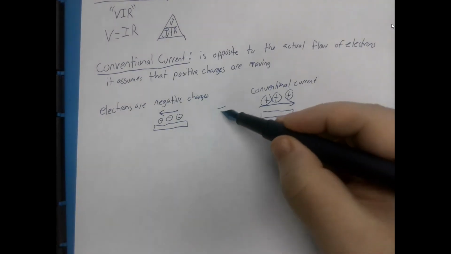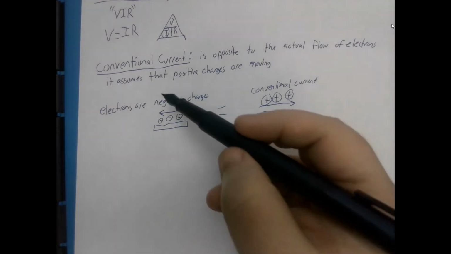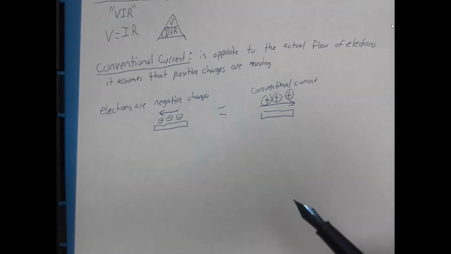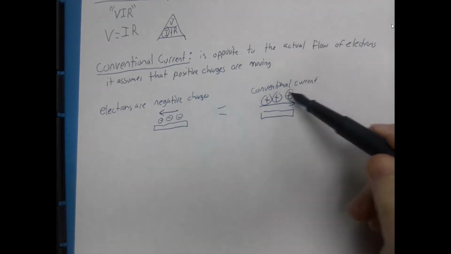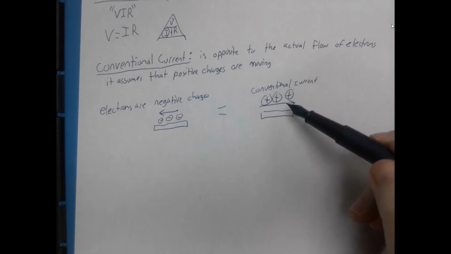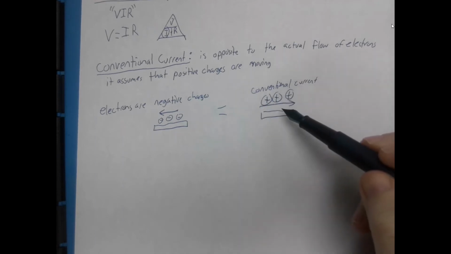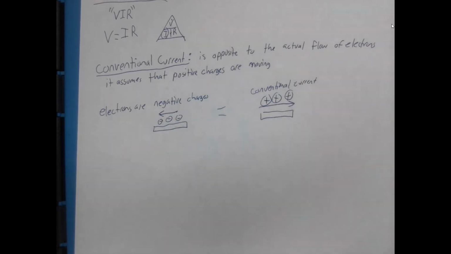This is the same thing. So we can have negative charges moving to the left, or we can have positive charges moving to the right. Mathematically, these two are the exact same. If we flip the charge, we flip the direction.